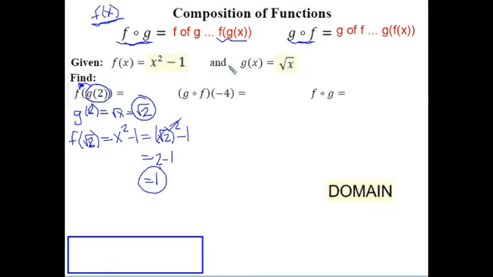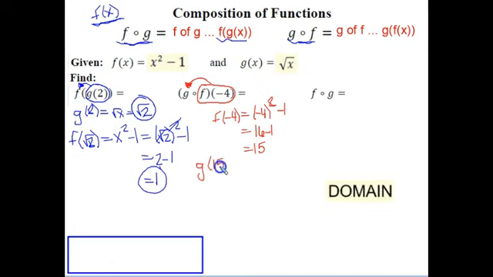Now let's try the next one. A little different notation, but it still means the same thing. This is g of f. So we're going to put f of negative 4, whatever that is, into the g equation. So let's find f of -4 first. In our f equation, if we put -4 in for x and solve, -4 squared is 16, minus 1 gives us 15. So now that we know what f of -4 is, we want to put this value into g.